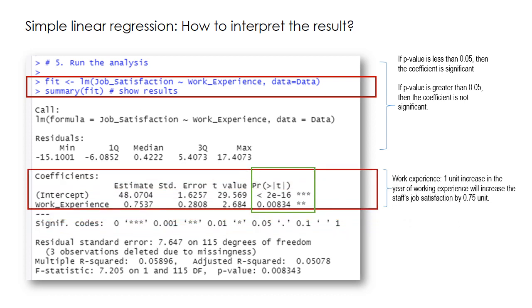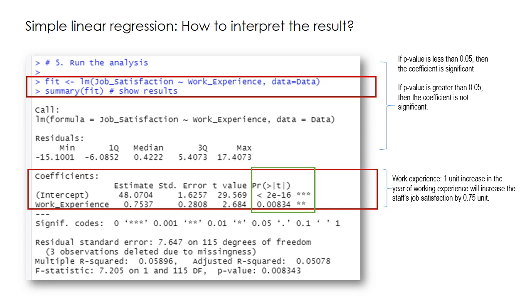So what does that actually mean? We test the work experience, and we got a t-value of 2.684. What is the probability value associated with this t? It is 0.00834. If you calculate manually, what you do is you calculate the t critical.